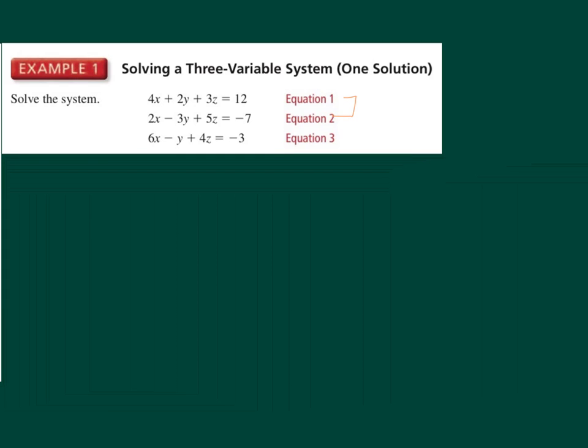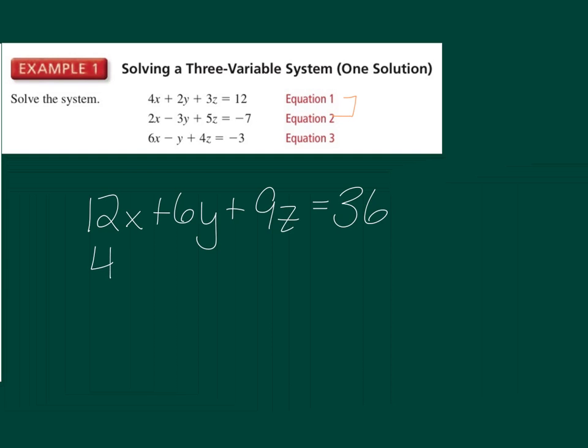So my new equation 1, I'm taking 3 through there, and I get 12x plus 6y plus 9z, sorry, not 3z, equals 3 times 12, I get 36. And then I'm going to take 2 times equation 2, and I'm going to get 4x minus 6y plus 10z equals negative 14. I got a little ahead of myself there.